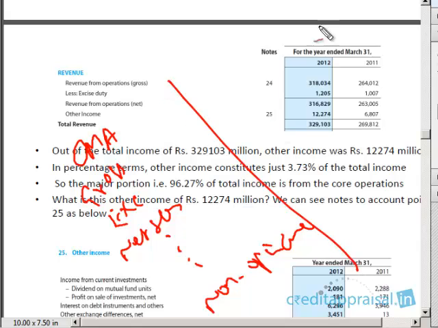What we are going to do is go through each and every item like this. When you're presented with a P&L account or balance sheet of a company and you have to analyze it, first of all you have to convert it into the CMA format. So you go through each and every item.